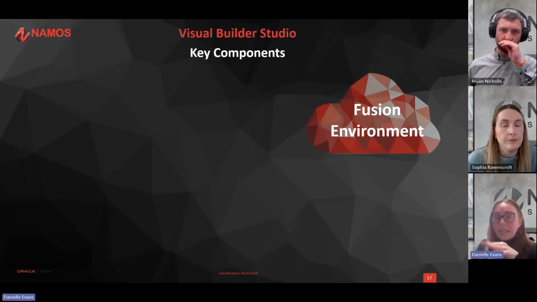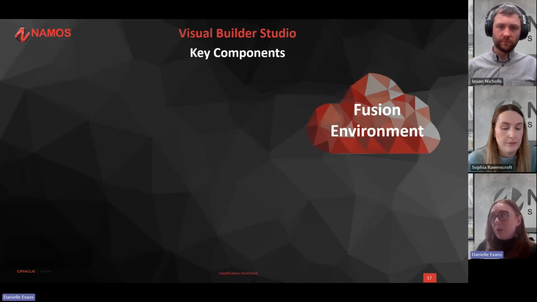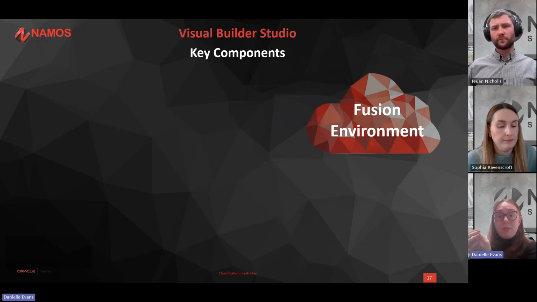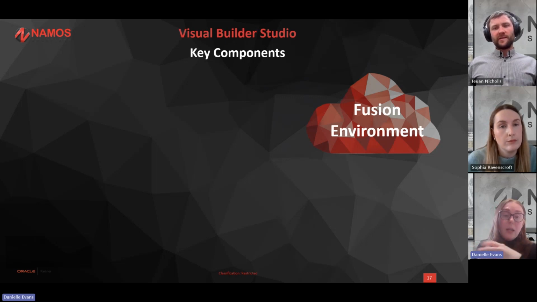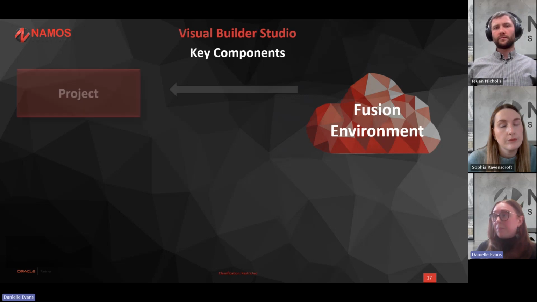So to just summarize, the key components when you're using Visual Builder Studio is you'll have your Fusion environment. We'll call this Dev 1 for now. And I've gone into a page on Dev 1 and I want to change it. So let's say it's the hire an employee flow. I want to change some things on that page to take some sections away, add some new fields in on assignment information, maybe make the payroll section mandatory.